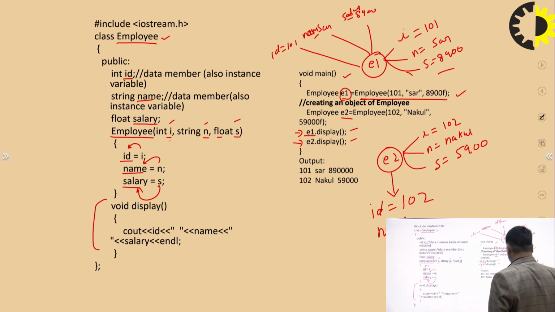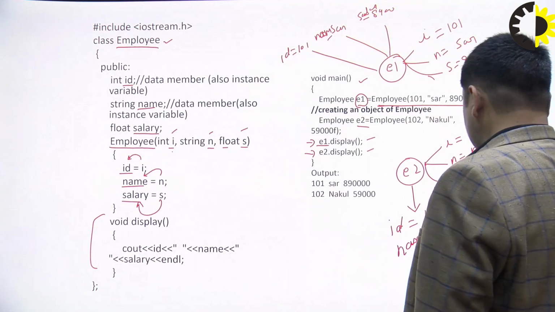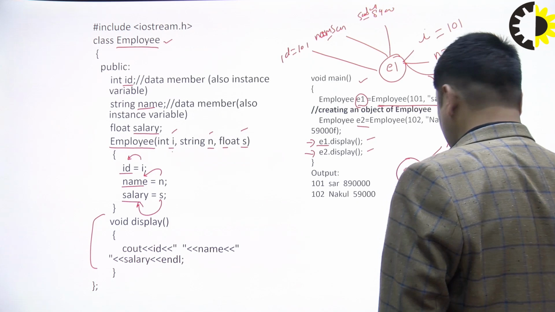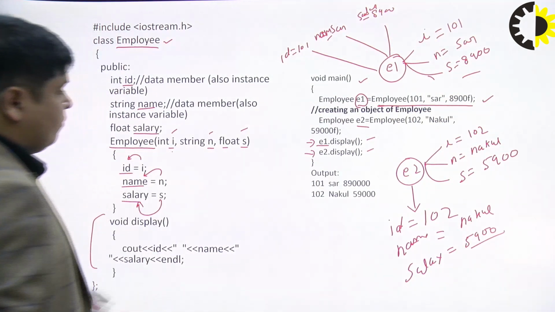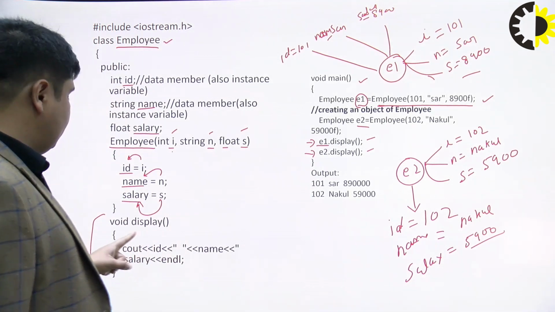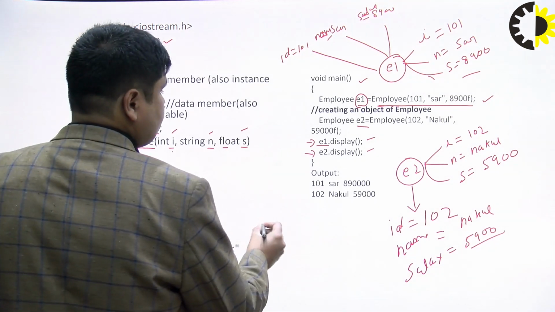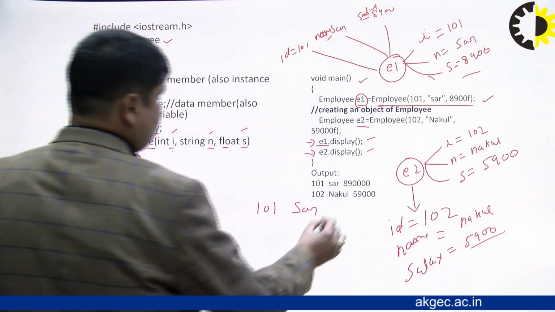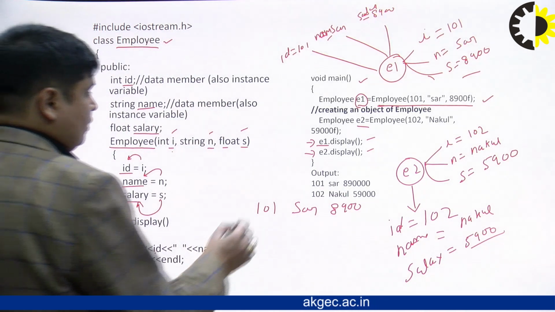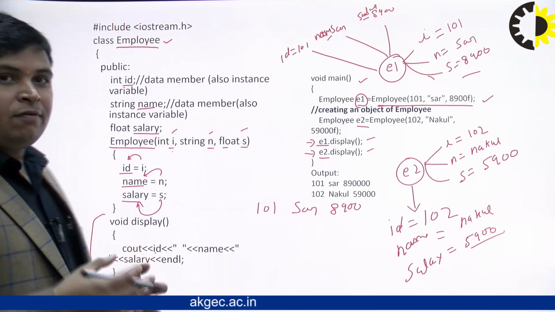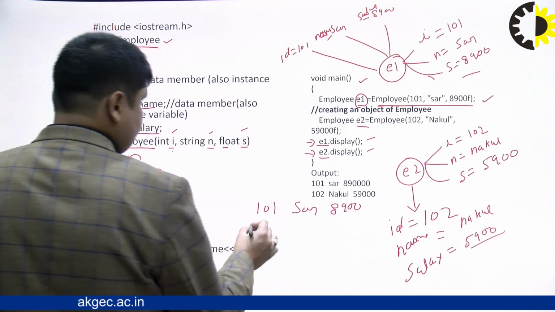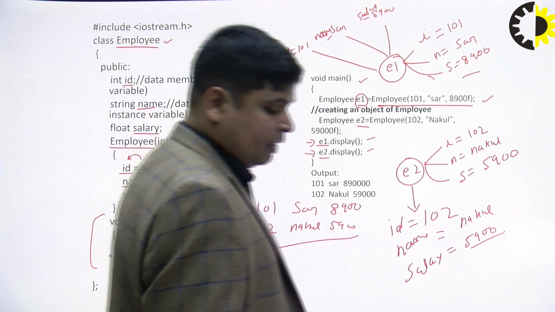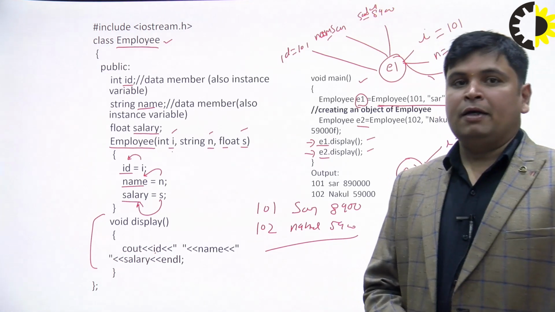Similarly, name equals Nakul and salary equals 5900. So these are the different values. Then this line will be executed, and the ID is 101, the name is sir and the salary is 8900. Similarly, when this line is executed, the values in respect of the E2 object will be reflected here. In that case, the value is 102, Nakul and 5900. I hope this entire piece of code is fully understood by you.